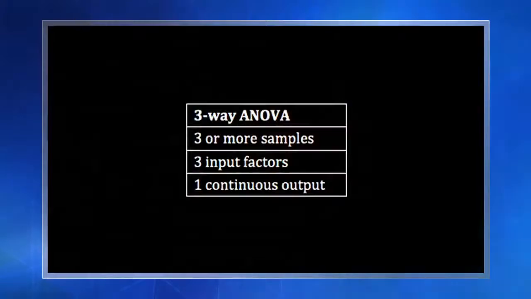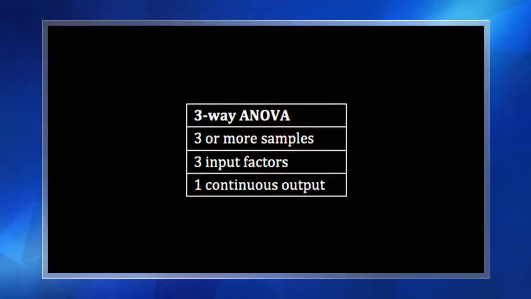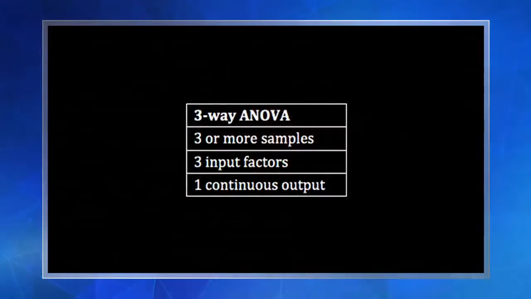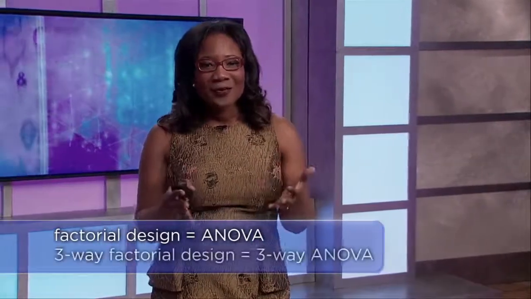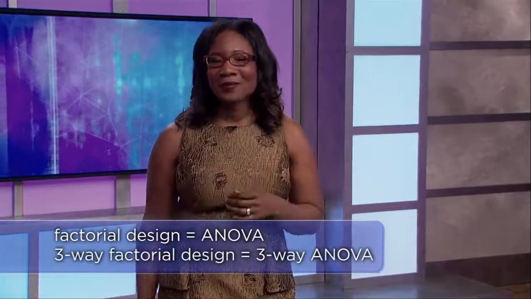Now, a 3-way ANOVA looks at 3 input factors. So gender, maybe marital status, and race. Or it could be type of fertilizer, type of soil, and type of irrigation. Now, you might hear another name that's commonly used for ANOVA, and that's Factorial Design. A 3-way Factorial Design is the same as a 3-way ANOVA. Now, we can sometimes look at the interaction of these input factors. So for example, the effective fertilizer type and irrigation method. So does the effective fertilizer change as the type or level of watering changes?